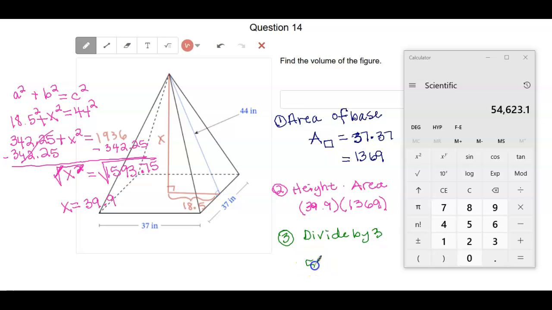So we've got the 54,623.1. We're going to divide that by 3. Whoops, that's a funky 3. And we get 18,207.7. So that is the volume for this pyramid.